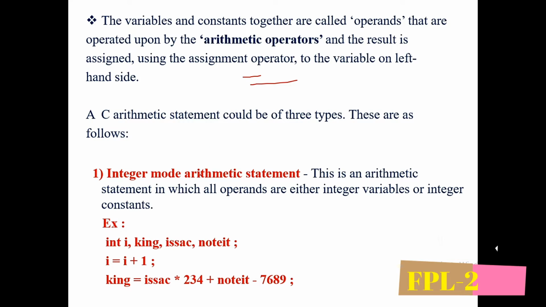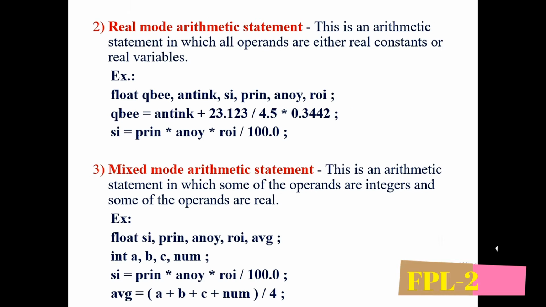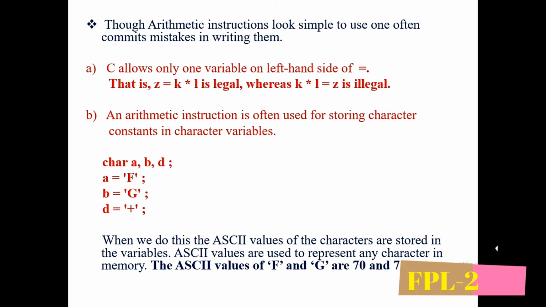Arithmetic statements could be of three types. Integer mode arithmetic statement, this is the example. Here we are just taking integer values. Real mode arithmetic statement, here we are taking some fractional values also. And the mixed mode arithmetic statement, here we have a combination of both integer values and floating point values or fractional values. Though arithmetic instruction looks simple to use, one often commits mistakes in writing them.